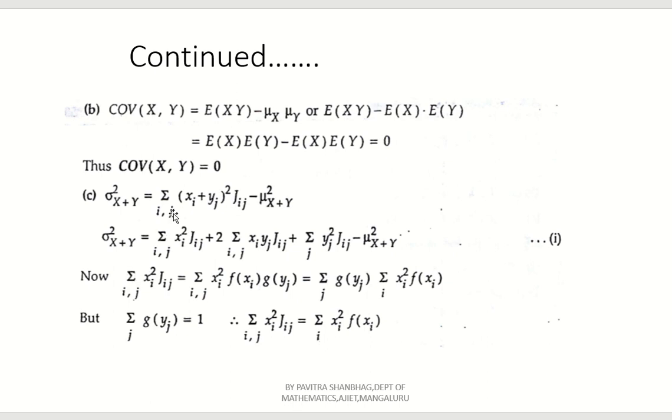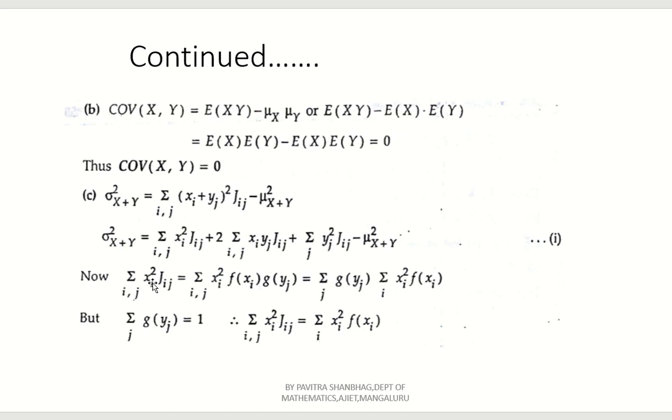Can you split here in a plus b whole square form? What is a plus b whole square? a square plus b square plus 2ab, right? Use that. So here what happens? Xi square pij plus yj square pij plus 2 xi yj pij, with summation everywhere in terms of i and j, and minus mu x plus y whole square. But what is this? X square pij is nothing but expectation of x square.